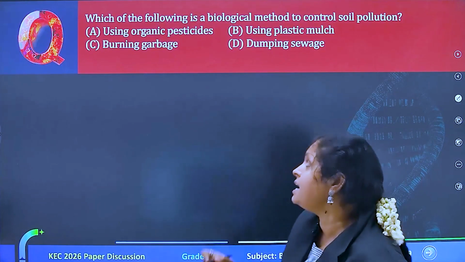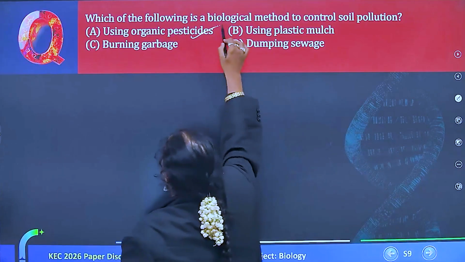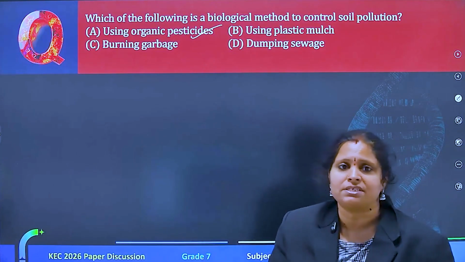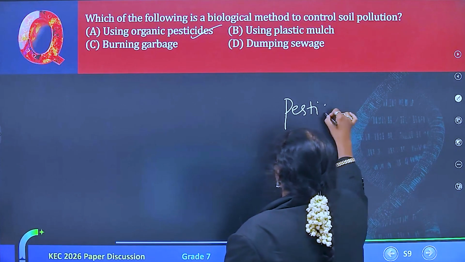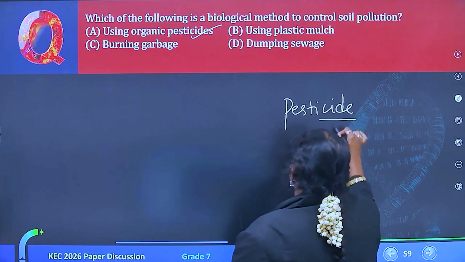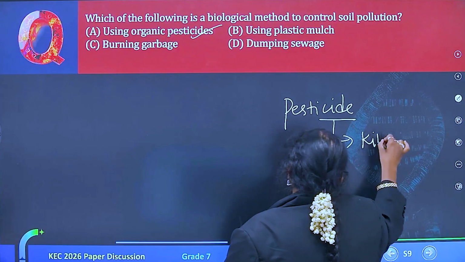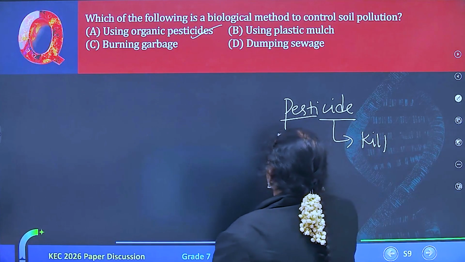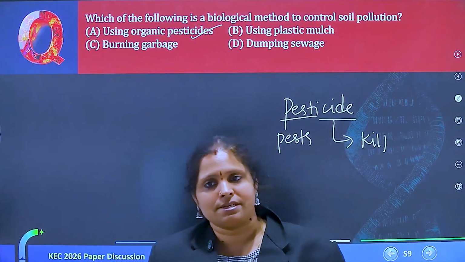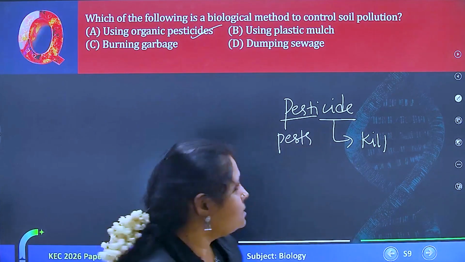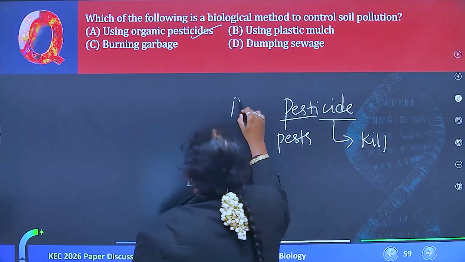Yes, A is the correct answer. Organic pesticides. Do you know the meaning of pesticide? Pesticide means "side", and the word "cide" refers to kill. What will be pest? Killing the pests or insects, we call it pesticides. So the answer will be A here.